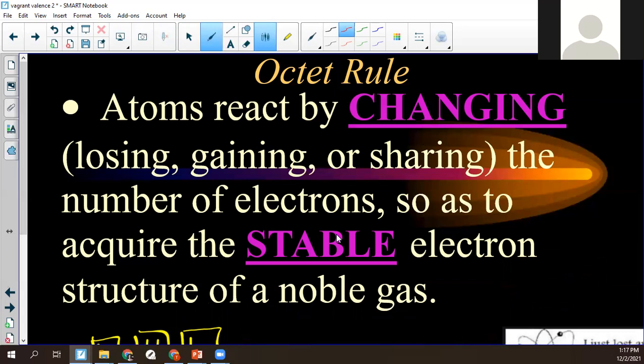Okay. Where do the noble gases live? In the 8th column. What's this rule called? The octet. What do atoms want to become like? Family 8. Are you with me?